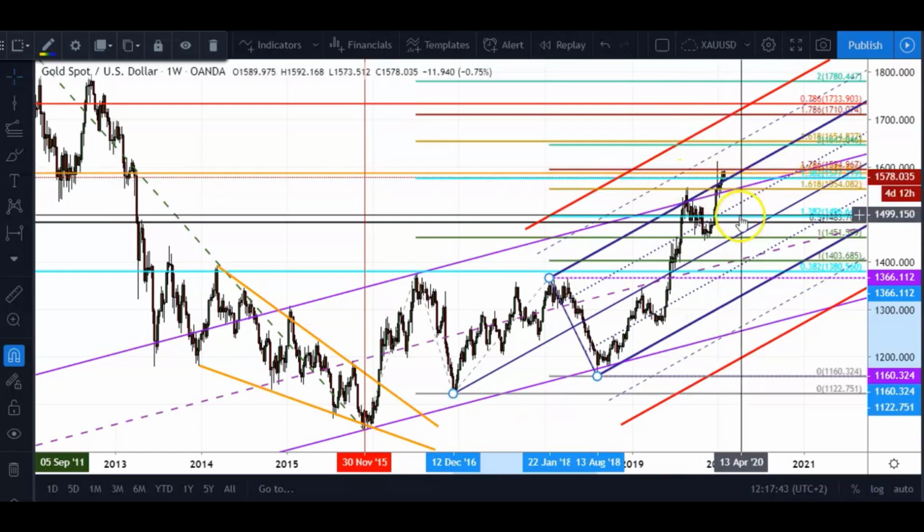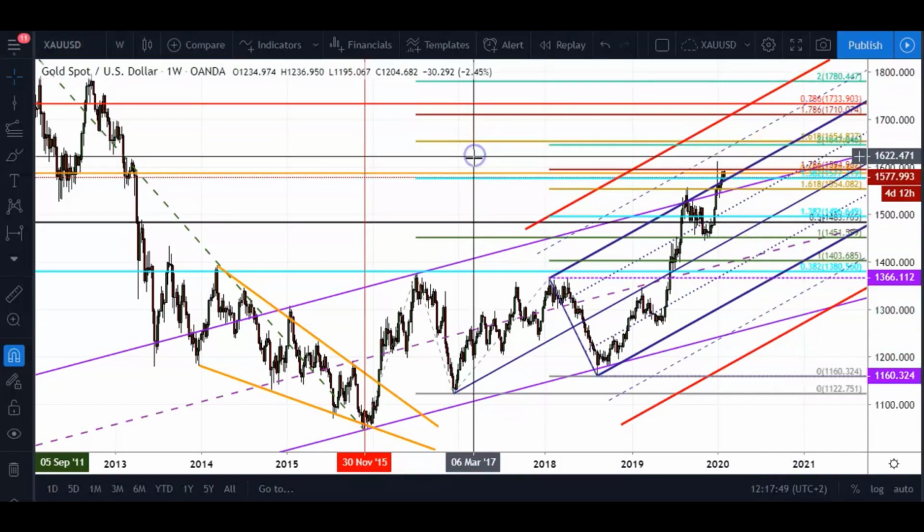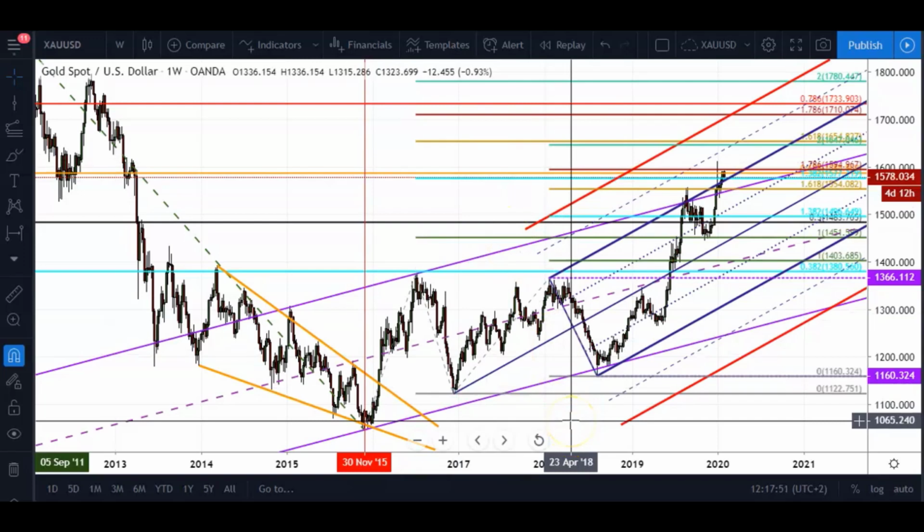So I do expect probably a correction to appear. But like I said before, my bias is still to the upside. I'll probably do another video in the future if we do get a corrective structure downwards, to see if we can spot the end of such a correction and see if there will be any opportunities to go long again.